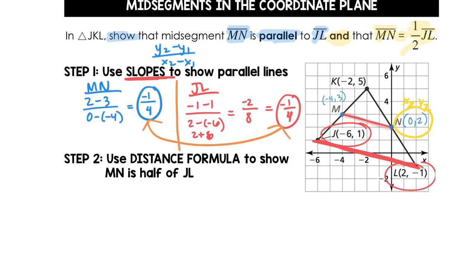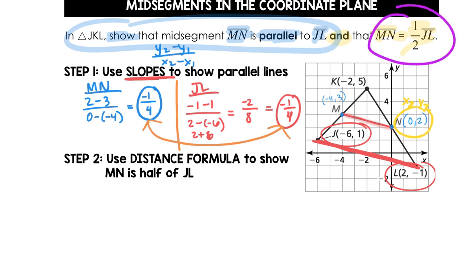Okay, step 2. What we've just done is this part here, where it said show that the mid-segment's parallel. Now they're asking us to show that this is true. I want to show that the mid-segment is half of that bigger side. To do that, we just use the distance formula. So we're going to find the distance between those points.